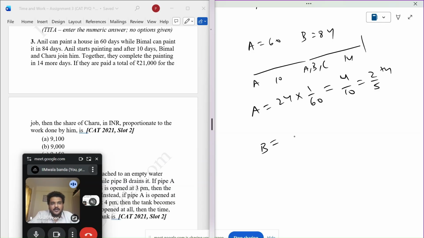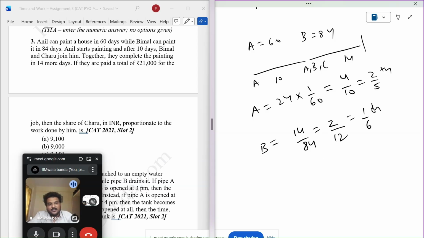Again, B work done will be, B worked for 14 days, one day work is 1 by 84. So this will be 7 2s are 14, 7 1s are 7, 2s are 14. So 1 by 6, 1/6 work.